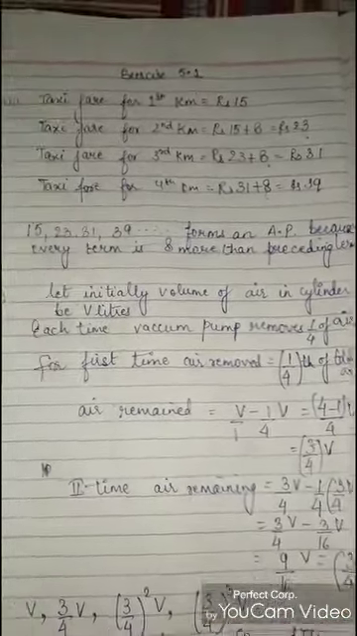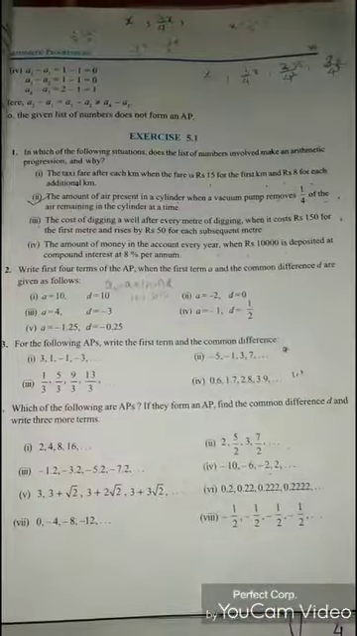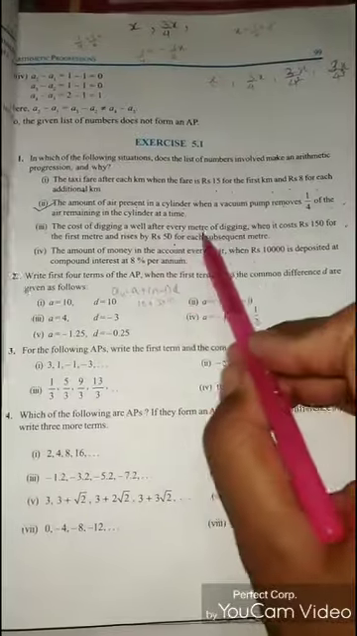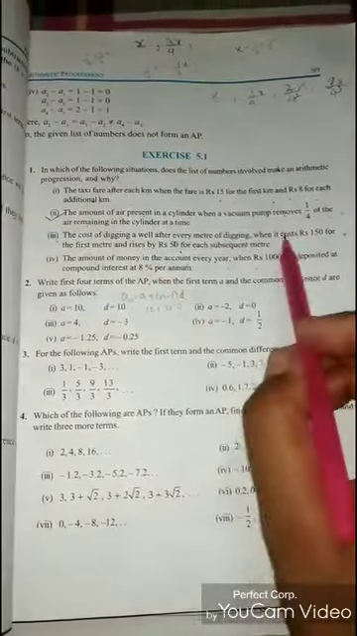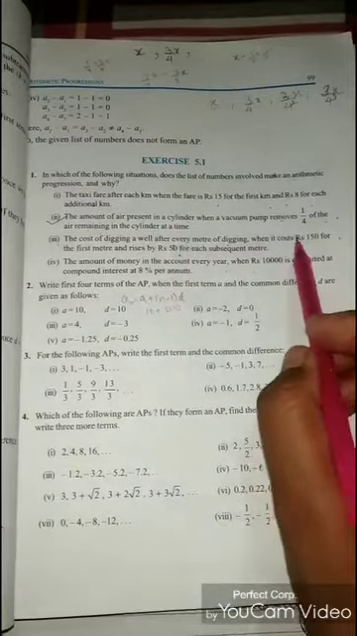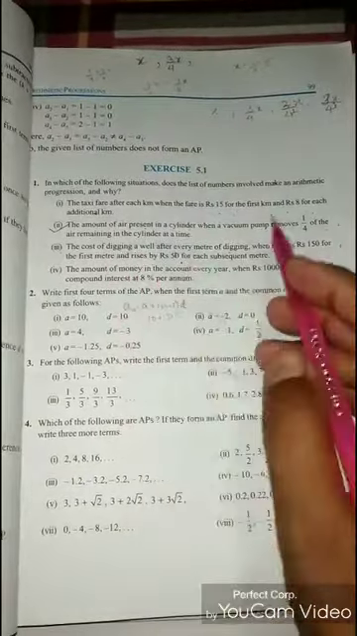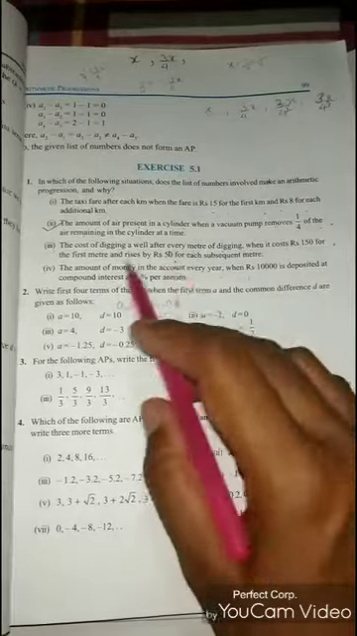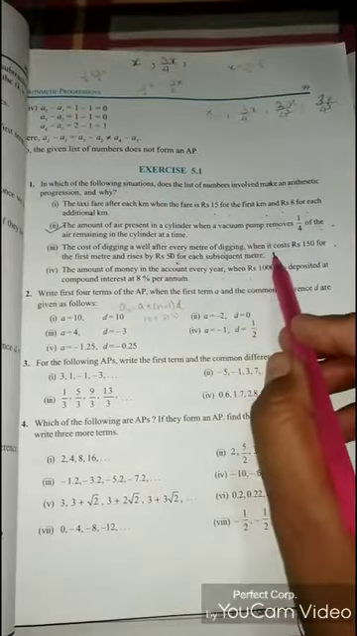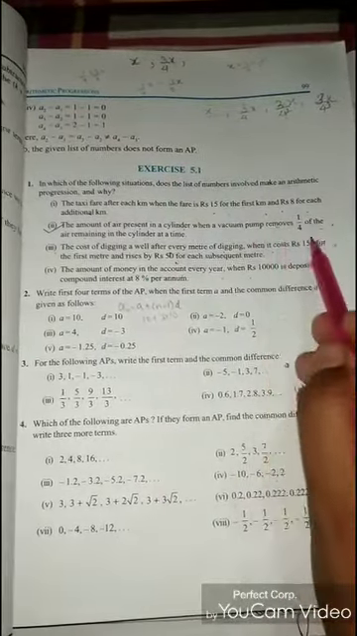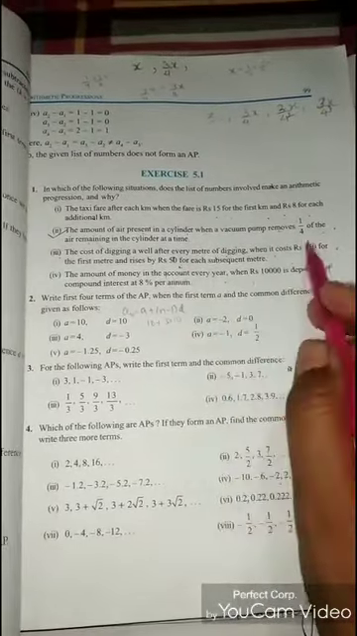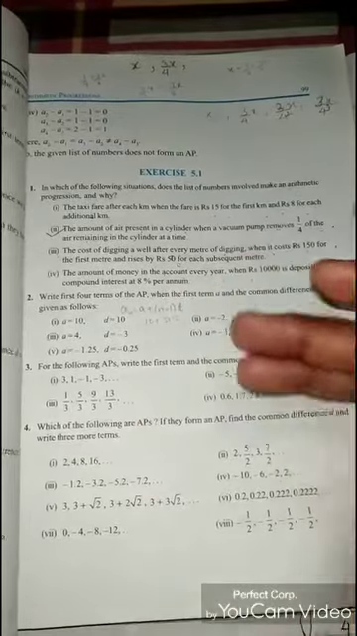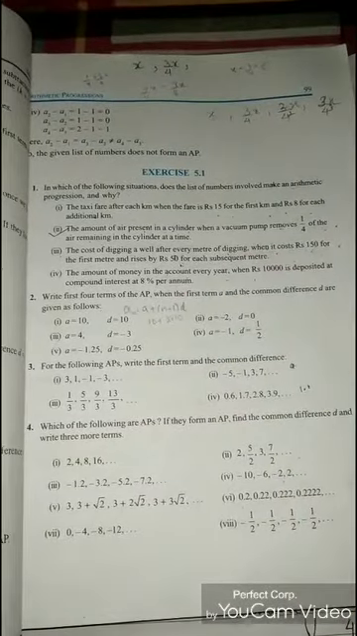Okay, next, what is next? Now next one is the cost of digging a well after every meter of digging. It costs 150 for the first meter, it is given to you that it is 150, and for every consecutive meter it is rising by 50. That means for the first meter it is 150, for the second meter it will be 150 plus 50, then for the third 150 plus 50 plus 50. In this way we will form a series. Then we have to tell whether it is in AP or not.